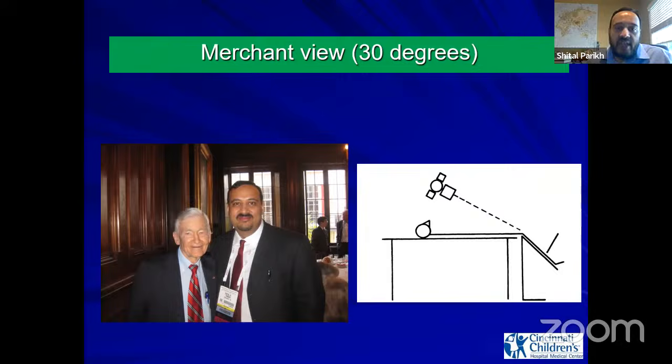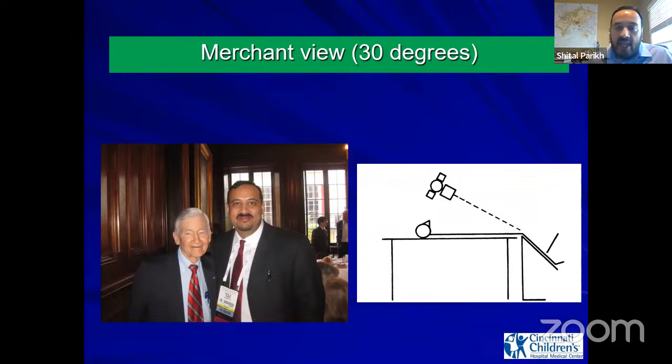The Merchant view is very important when you're looking at an X-ray. Even though it's called a 30-degree view, and a lot of people try to put the knee at 30 degrees to get a Merchant view, actually the Merchant view is done with the knee at 45 degrees. When we say 30 degrees, that's the angle of the X-ray tube to your body. The knee is still flexed at 45.